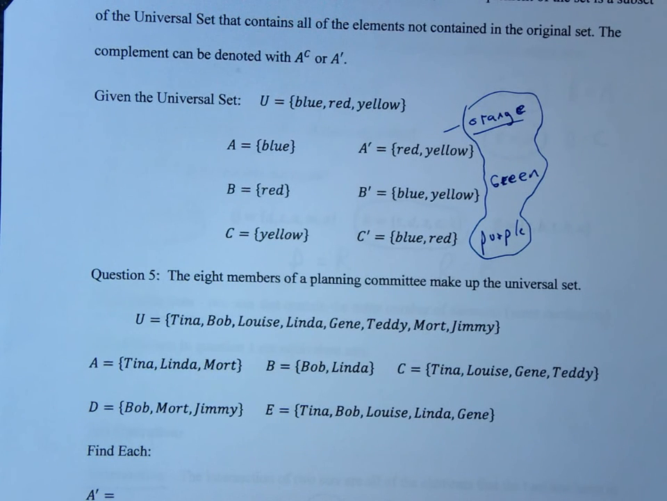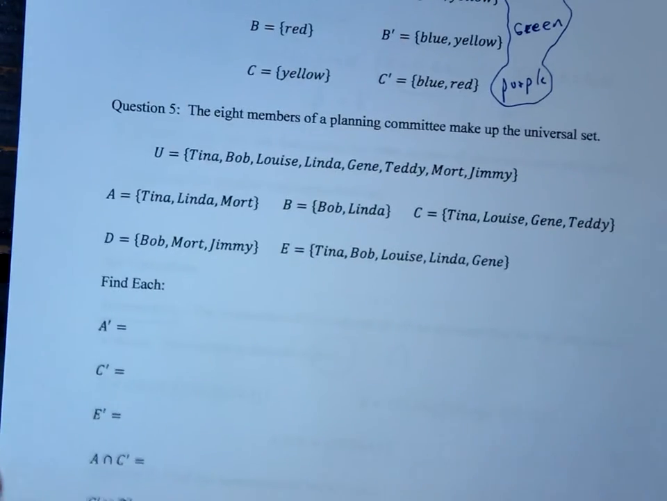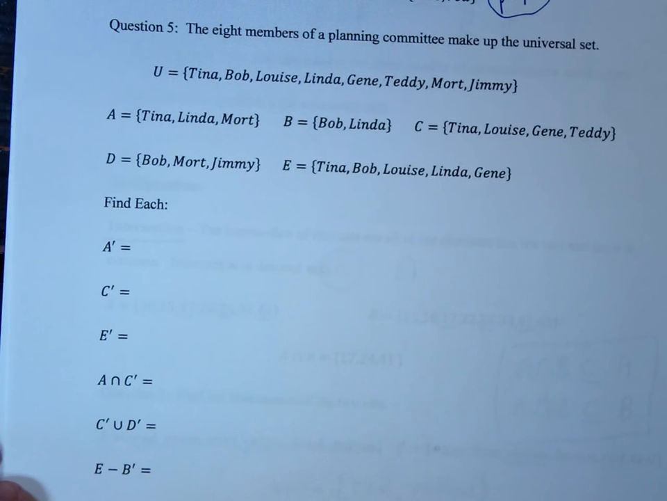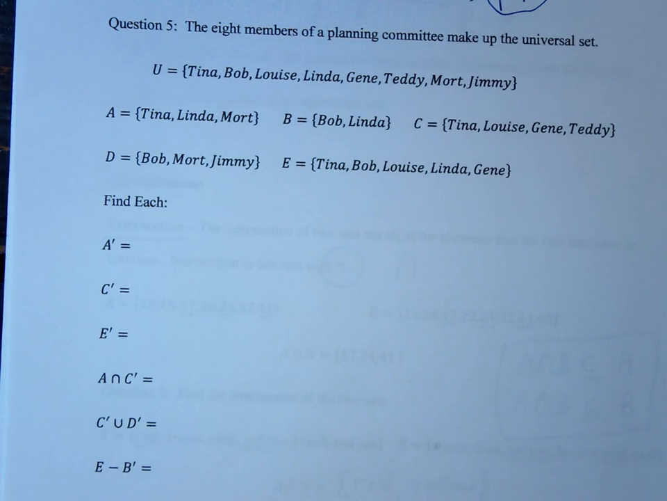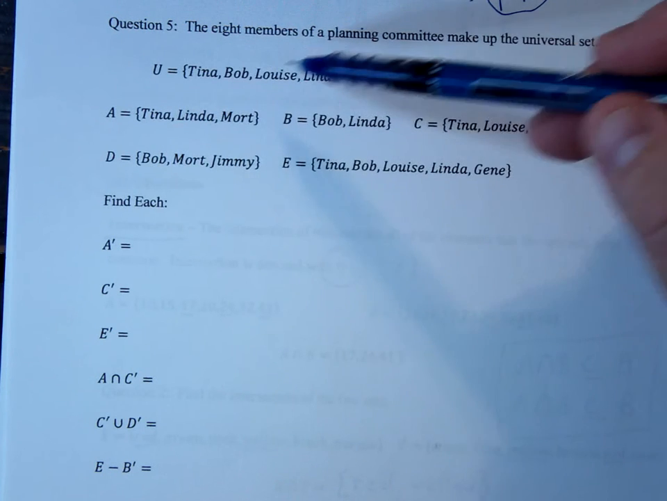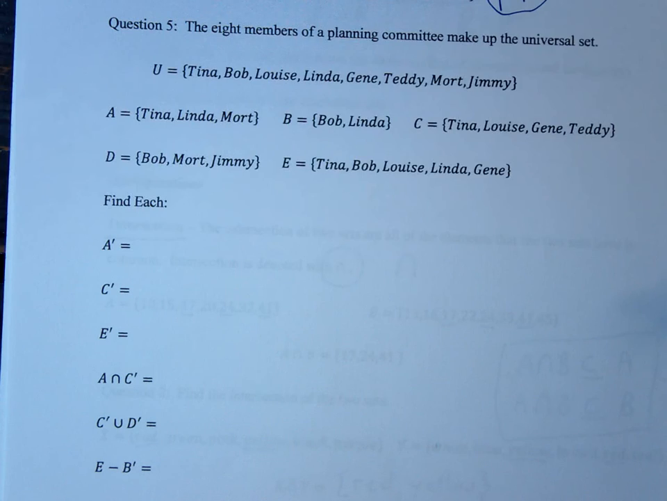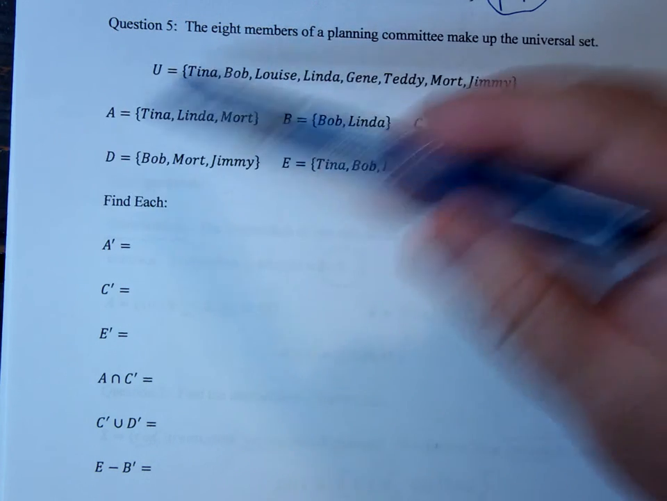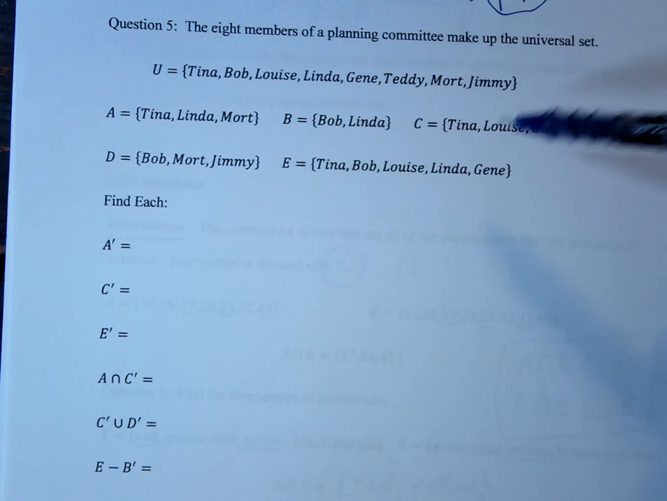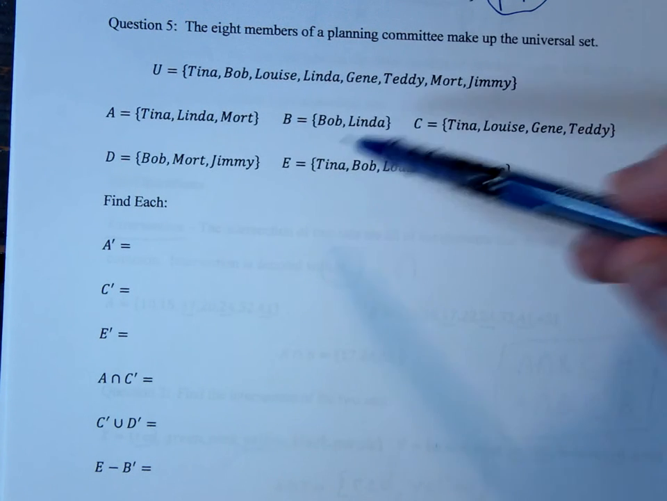But, okay. So now, with that being said, last one, take a minute, try question 5. It's got a bunch of different questions about it. My universal set is you, Tina, Bob, Louise, Linda, Jean, Teddy, Mort, and Jimmy. And then a bunch of different subsets. A has 3 people, Tina, Linda, and Mort. B has a couple, Bob and Linda. C has Tina, Louise, Jean, and Teddy, Bob, Mort, and Jimmy, Tina, Bob, Louise, Linda, and Jean.